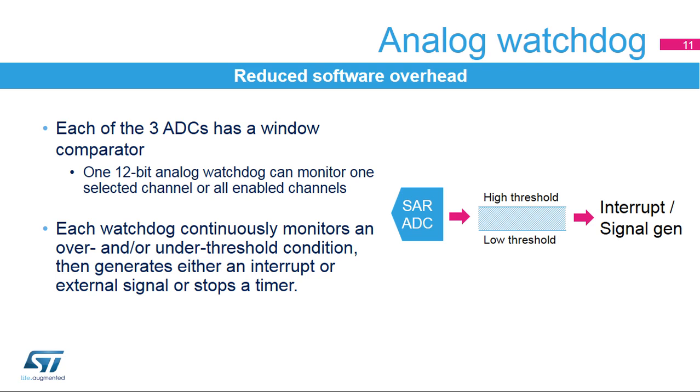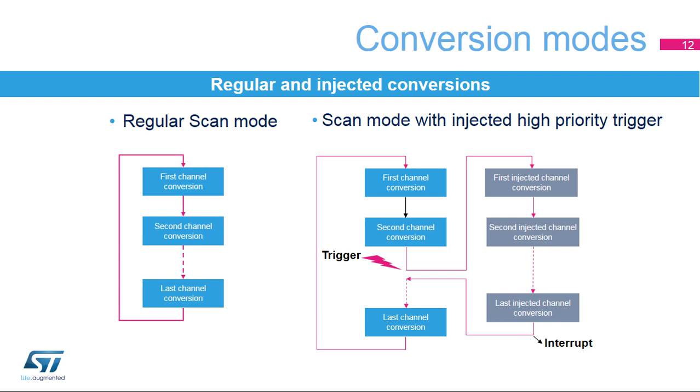Each ADC has an integrated analog watchdog with high and low threshold settings. The ADC conversion value is compared to this threshold window. If the result exceeds the threshold, an interrupt or external signal can be generated, or a timer can be immediately stopped without CPU intervention. In normal scan conversion mode, the conversion is repeated for all channels one by one.